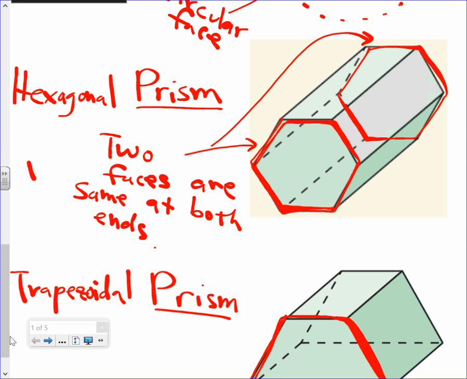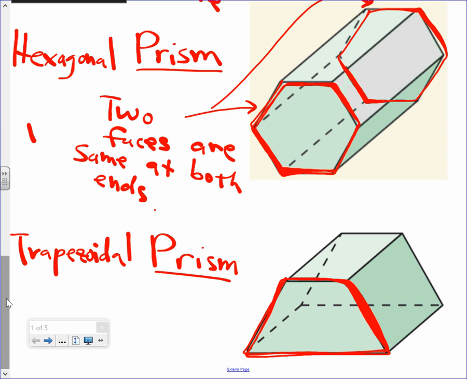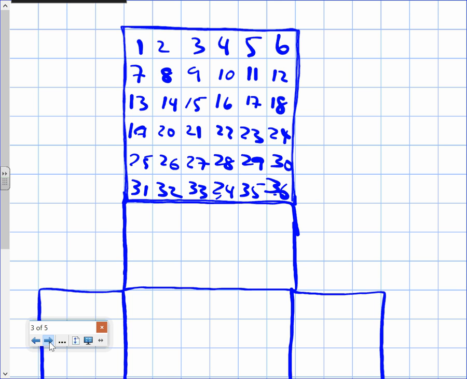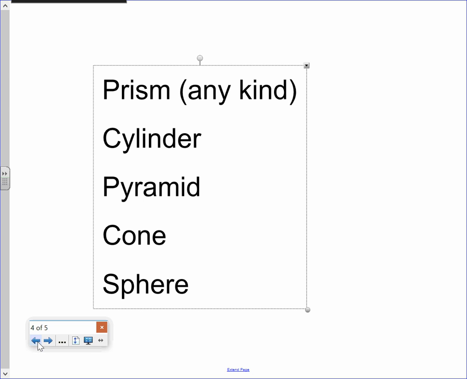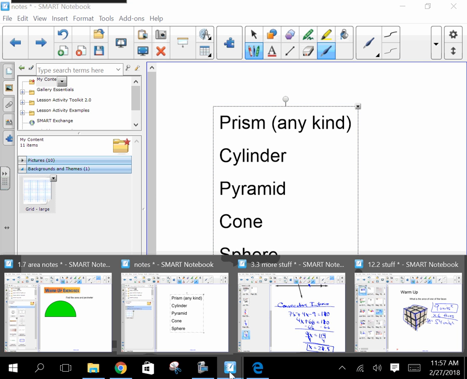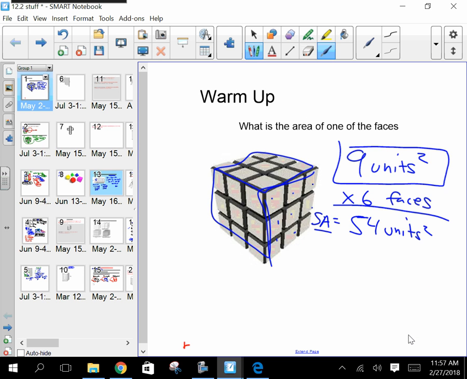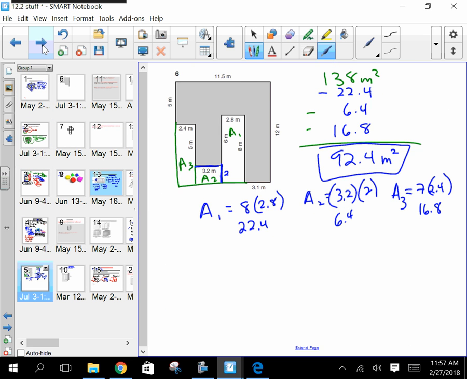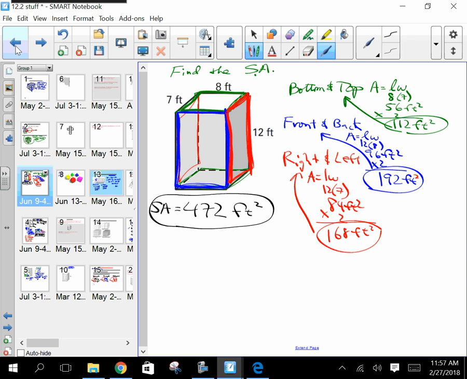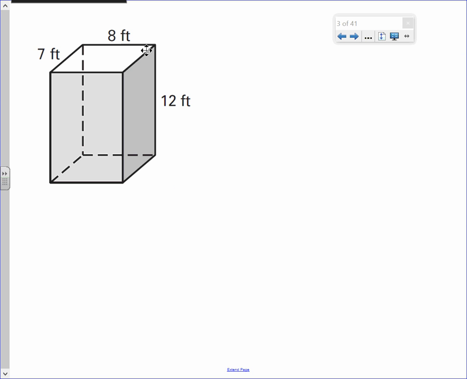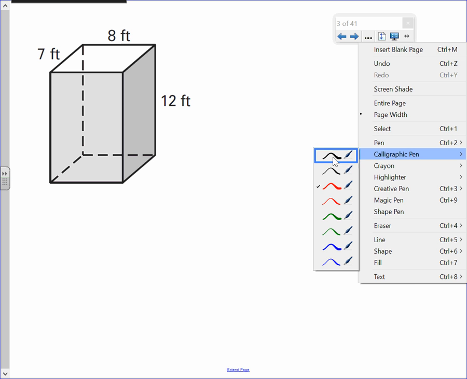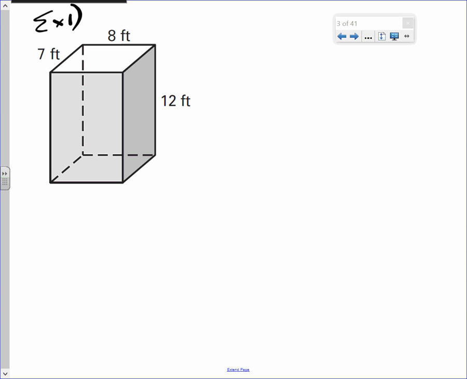We're rocking and rolling. Only one example today. Ready? You're going to flip your page. Example 1. That's all we're doing. Only one example today. Here we go.